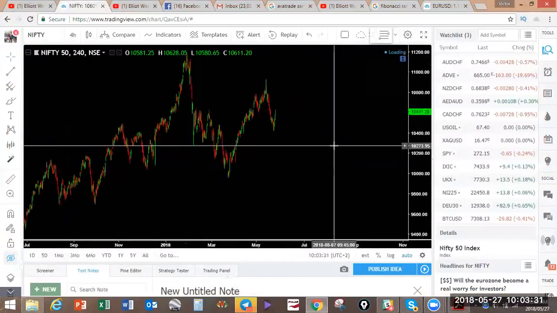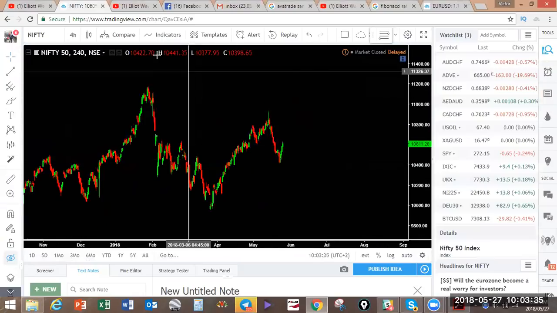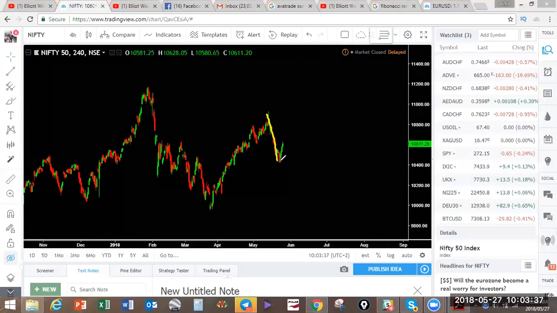So NIFTY, you can see it's also exactly the same. NIFTY had already made the move down. It already made the move down, and I said we need to get a correction here. I still want a correction, it's just that it's getting a bit deeper. So I still want a correction here, like the other pair, for a move like that.